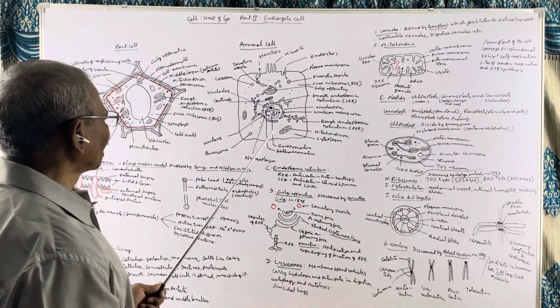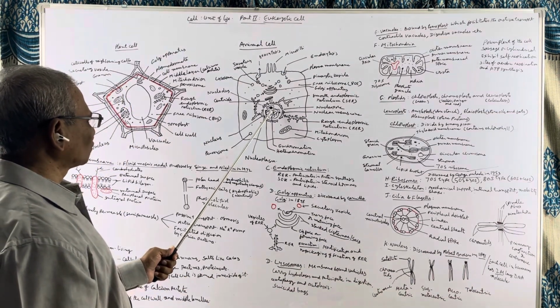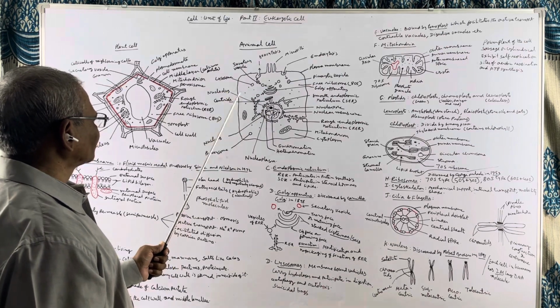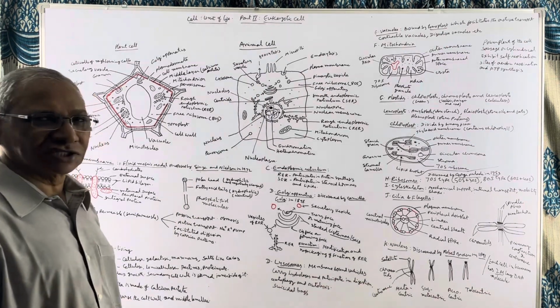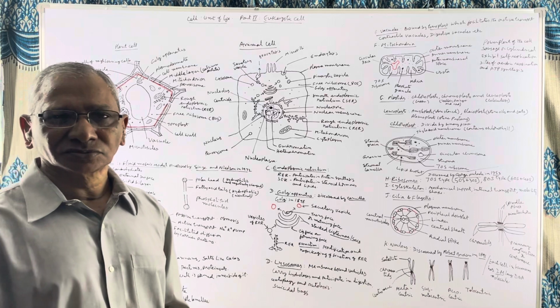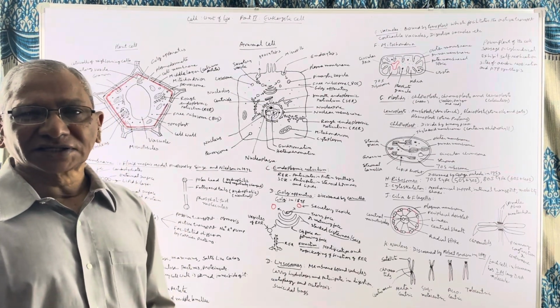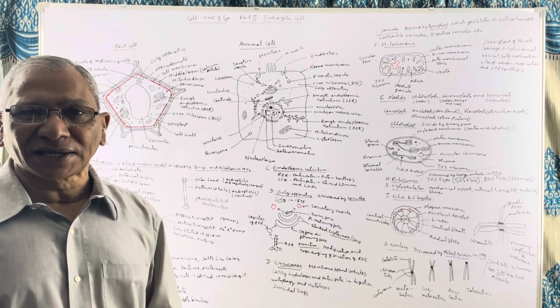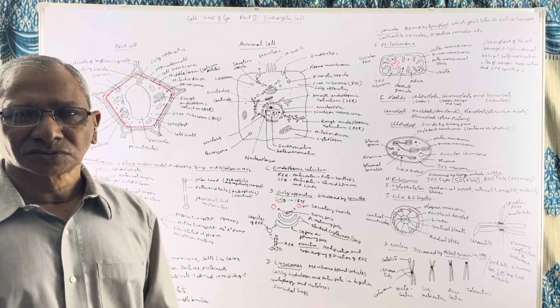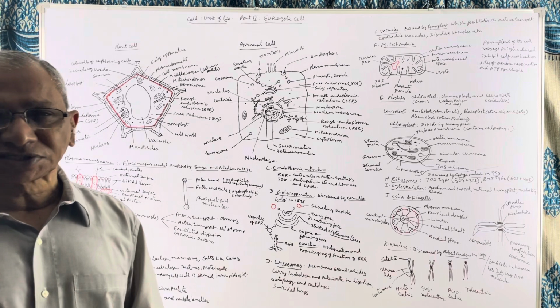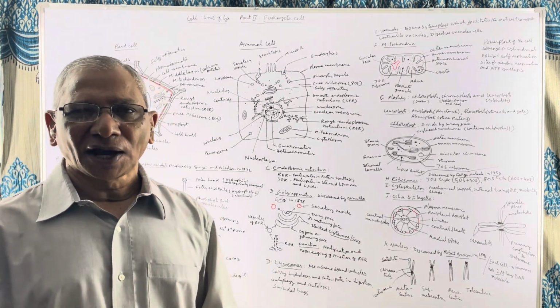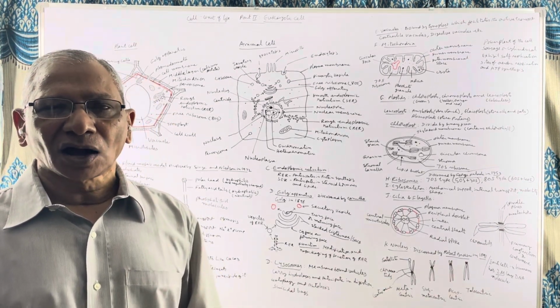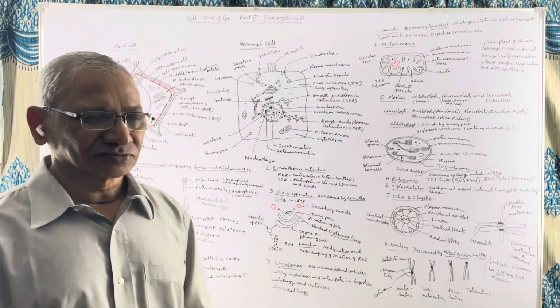Then, inside the nucleus, we also come across one nucleolus. Nucleolus is not surrounded by any membrane, and it is the site for synthesis of ribosomal RNA. So it is very important. Nucleolus is not membrane bound and it is involved in rRNA synthesis.